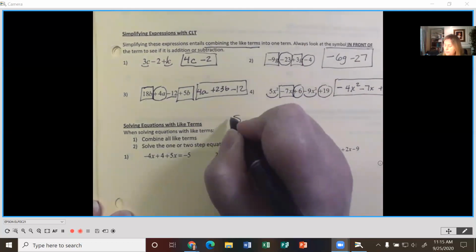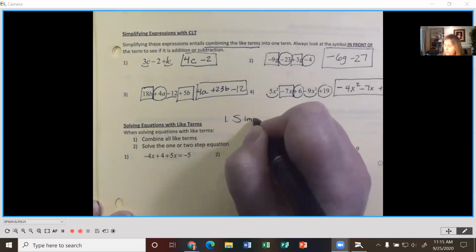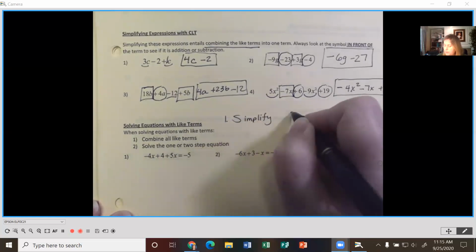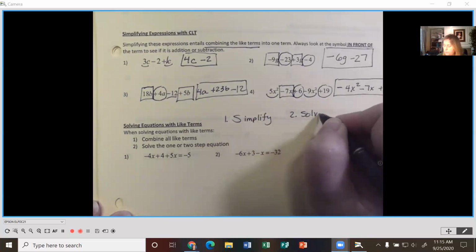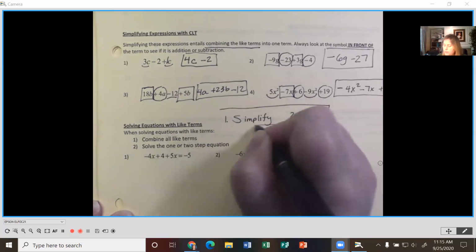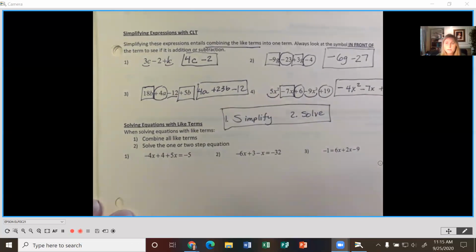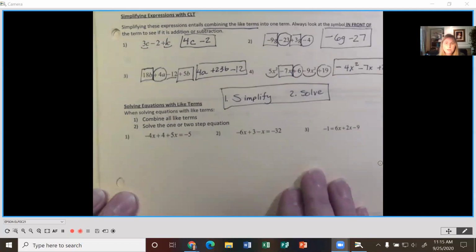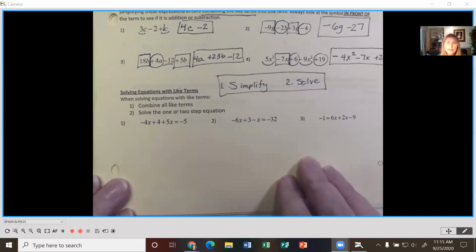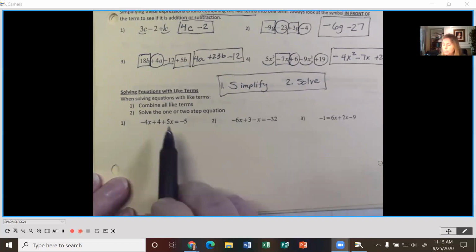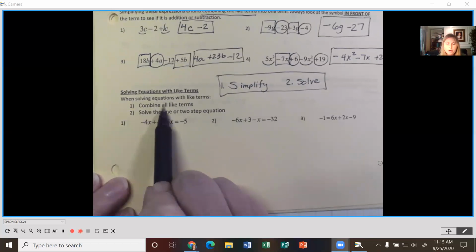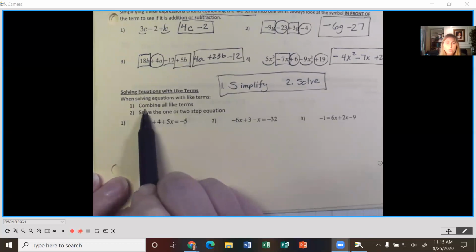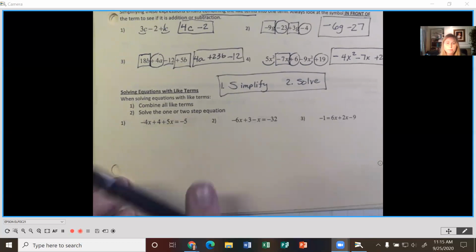So simplify and then solve. Always simplify, make it as straightforward as it can be, then you use your order of operations in reverse. Otherwise, you're going to have way too many steps in solving your equation. Our notes phrase it a little bit more specifically. Number 1, combine all like terms. Number 2, solve the 1 or 2 step equation.